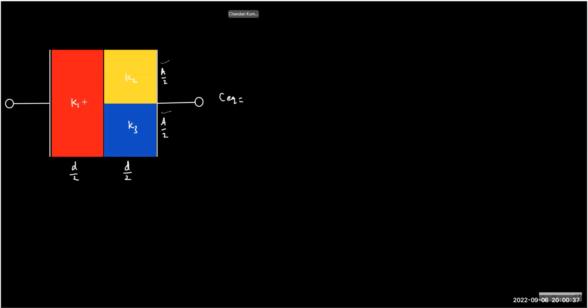Yeah, you have to break the K1 into two parts. The upper K1 and K2 will be in series. The lower K1 and K3 is in series, and then the combination is in parallel. So the actual shape is the K1 and K2. If I say this is C1, this is also C1, but this is C2 and this is C3.